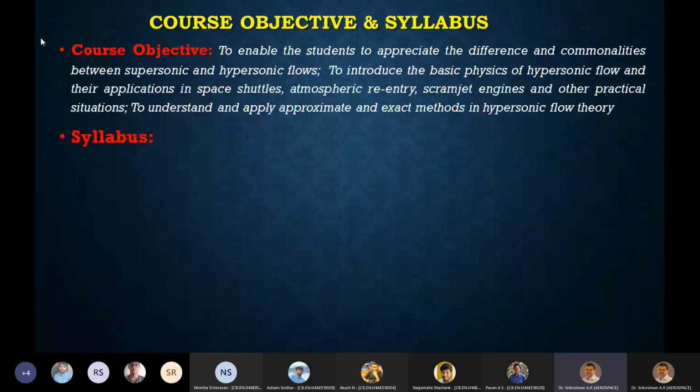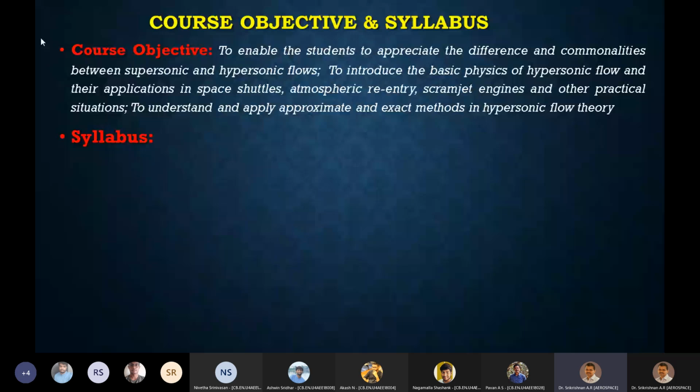Okay, first about the course objective. The objective of the course is listed as: to enable students to appreciate the differences and commonalities between supersonic and hypersonic flows, to introduce the basic physics of hypersonic flow and its applications in space shuttles, atmospheric re-entries, scramjet engines, and other practical situations, and also to understand and apply approximate and exact methods in hypersonic flow theory.